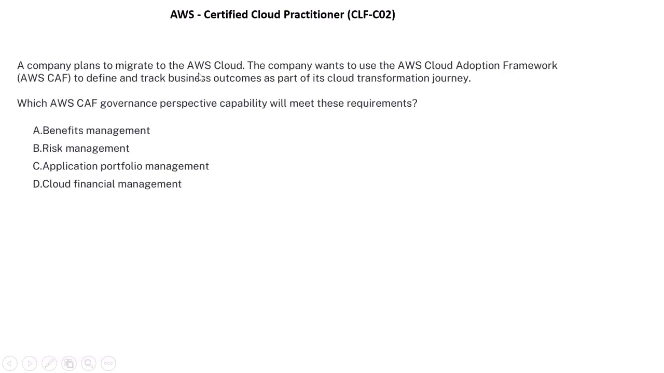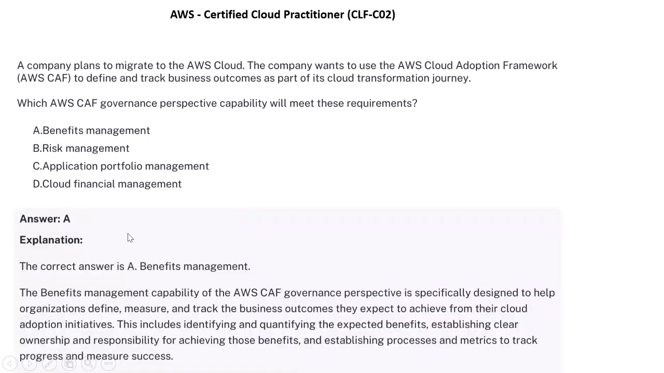A company plans to migrate to the AWS cloud. The company wants to use the AWS Cloud Adoption Framework to define and track business outcomes as part of its cloud transformation journey. Which AWS Cloud Adoption Framework governance perspective capability will meet these requirements? The options are option A, benefits management. Option B, risk management. Option C, application portfolio management. Option D, cloud financial management. The correct answer is option A, benefits management.